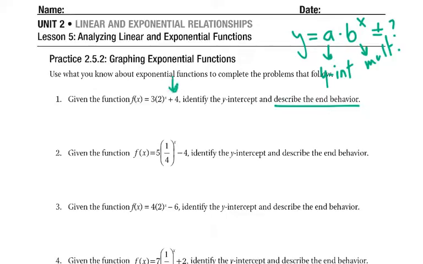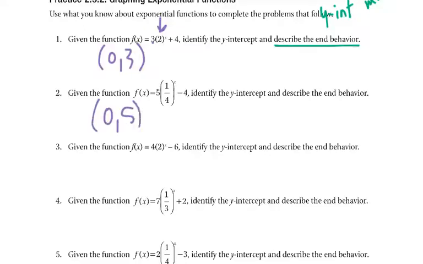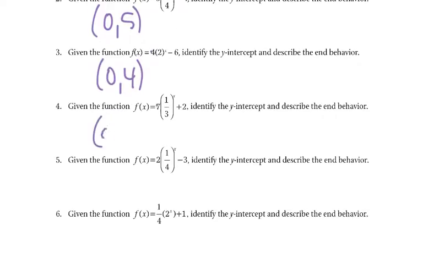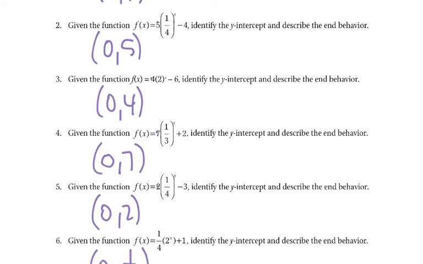Okay, now notice we have some numbers here. The y-intercept should be easy to identify on all of these. It's not the number in the parentheses, it's the number right in front. So the y-intercept would be (0, 3). The y-intercept (0, 5). The y-intercept (0, 4). You get the idea? The y-intercept (0, 7). The y-intercept, not 2, (0, 2). Could these have some x-intercepts? Yeah, but we're only concerned about the y-intercept. Y-intercept (0, 1/4).